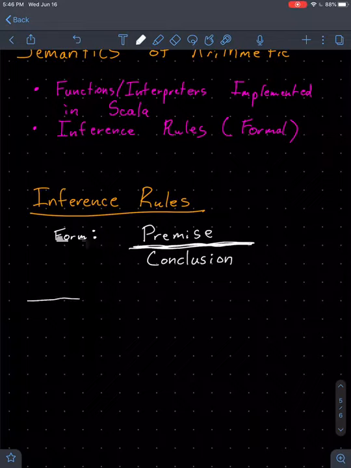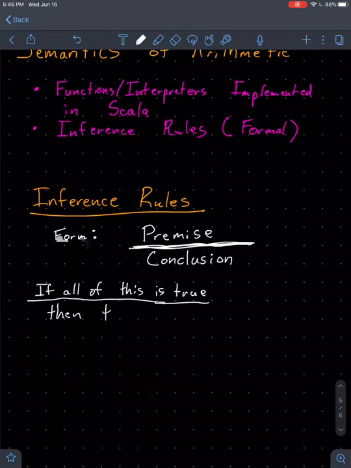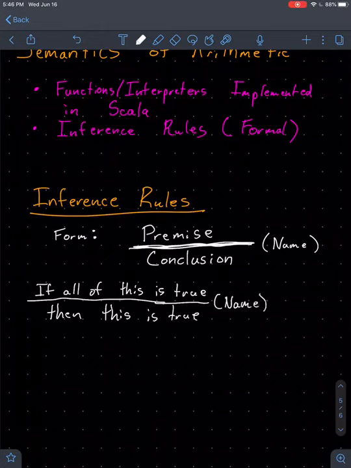Another way to think about this: if all of this is true, then this is true. So you can think of them as if-then-else statements, but there's no else, just if-then. We'll often give them a name. There's a name for each rule, usually written in parentheses on the side.